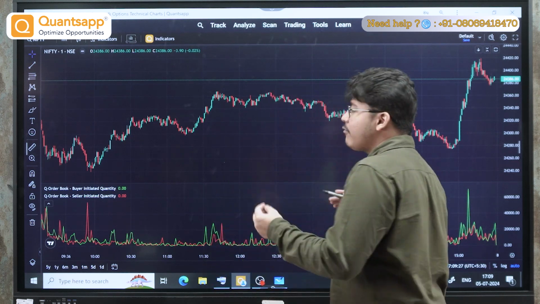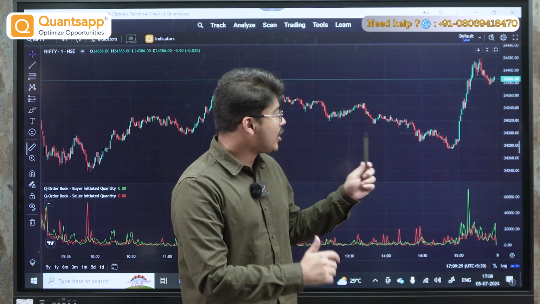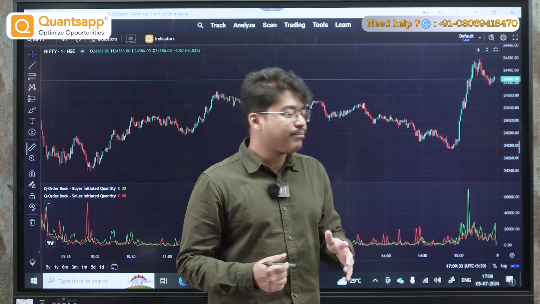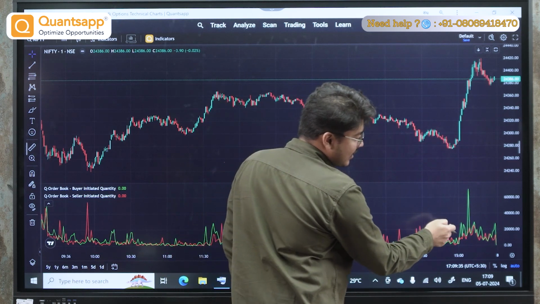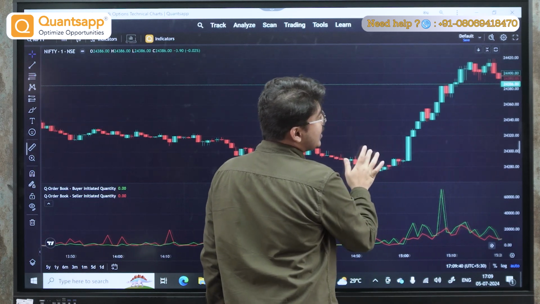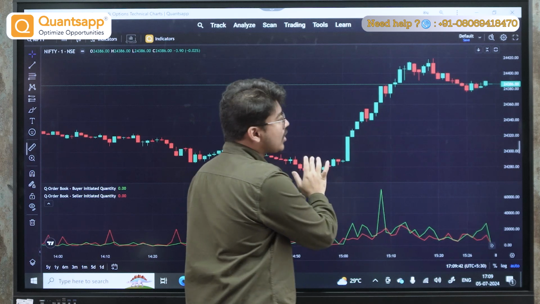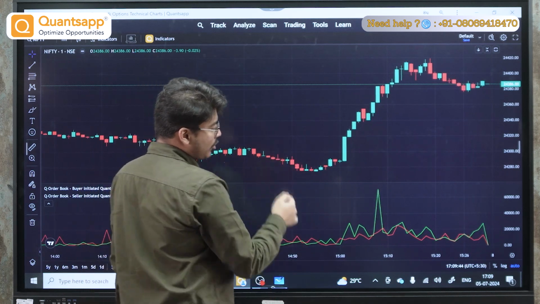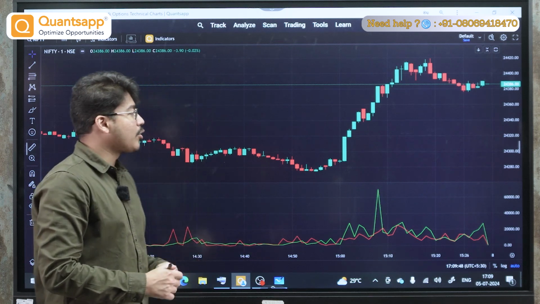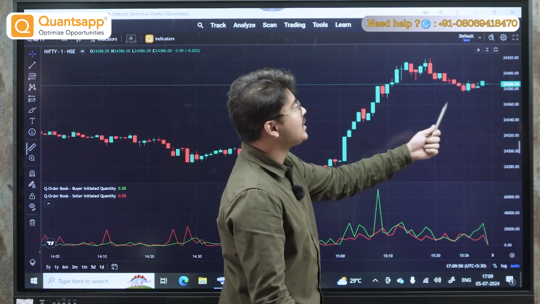Everyone was asking me today, were you able to predict this up move? The answer is quite simple. You can see here that the green spikes started to increase, especially during the market bottom. Right, when the market bottomed out, you can see that there were these huge spikes of buyer initiated quantity, and that is how the market moved up.